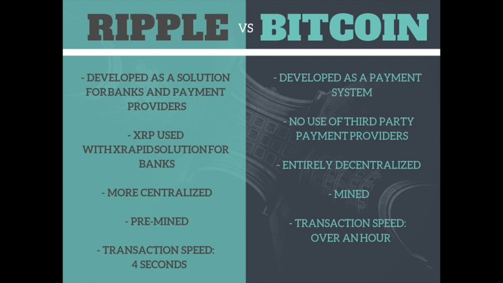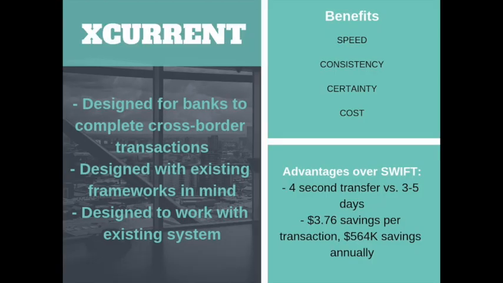An advantage XRP has over Bitcoin is that transactions using XRP occur almost instantaneously, while Bitcoin can take hours. Having a better understanding of who Ripple are and what they offer, we're going to recommend incorporating xCurrent solutions into TSB's cross-border transaction system. As mentioned, xCurrent allows banks to have cross-border payments instantaneously with lower cost.